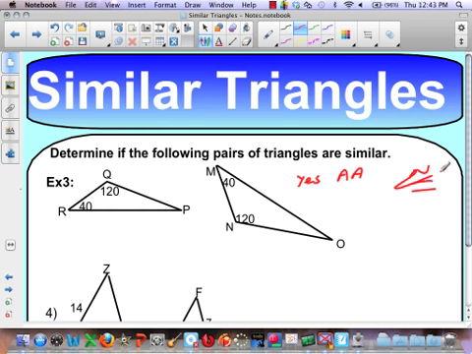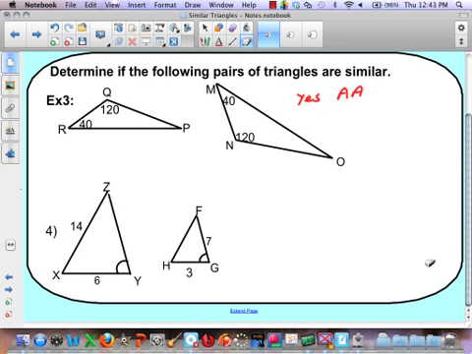Okay. All right. I thought I grabbed the eraser on that one. There we go. What about number 4?